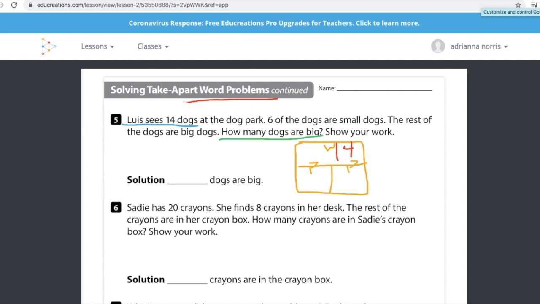It says 6 of the dogs are small dogs. So we know that we have 2 different types of dogs: small dogs and big dogs. We know that 6 of the dogs are small, so one of my parts has to be 6. And how many dogs are big? Well, if it's asking us, that means we don't know, so that's a question mark.